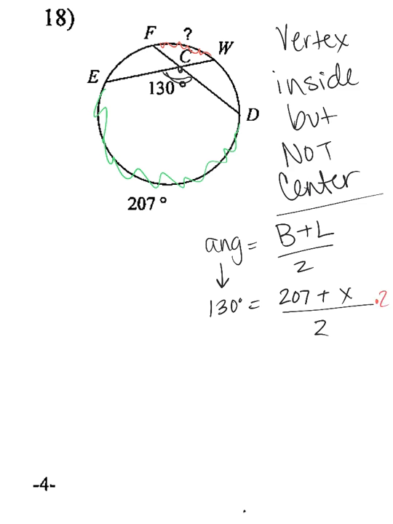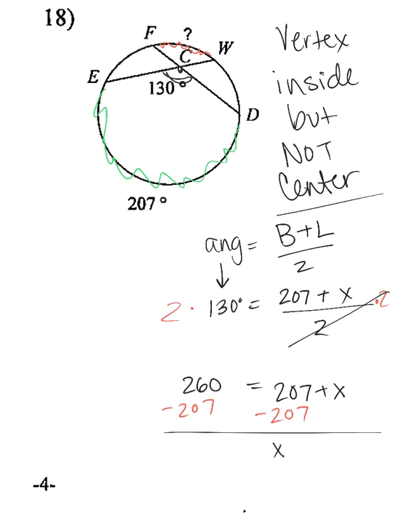To get rid of this fraction, I'll times both sides by 2, and I will have 207 plus x equals 130 times 2 would be 260. And if I then subtract 207 from both sides, I get x by itself would equal 53 degrees. Oh, very close to the last one. Okay.